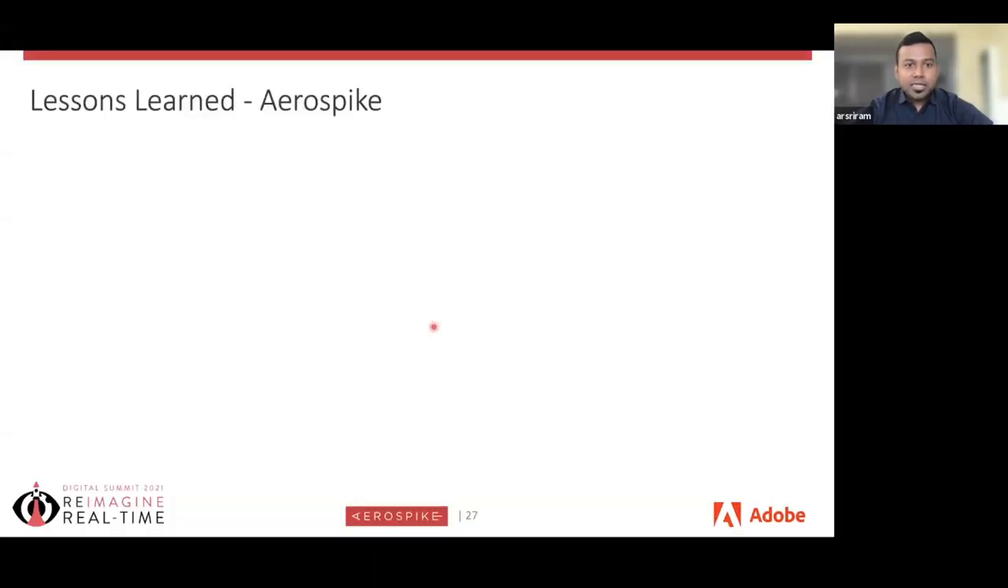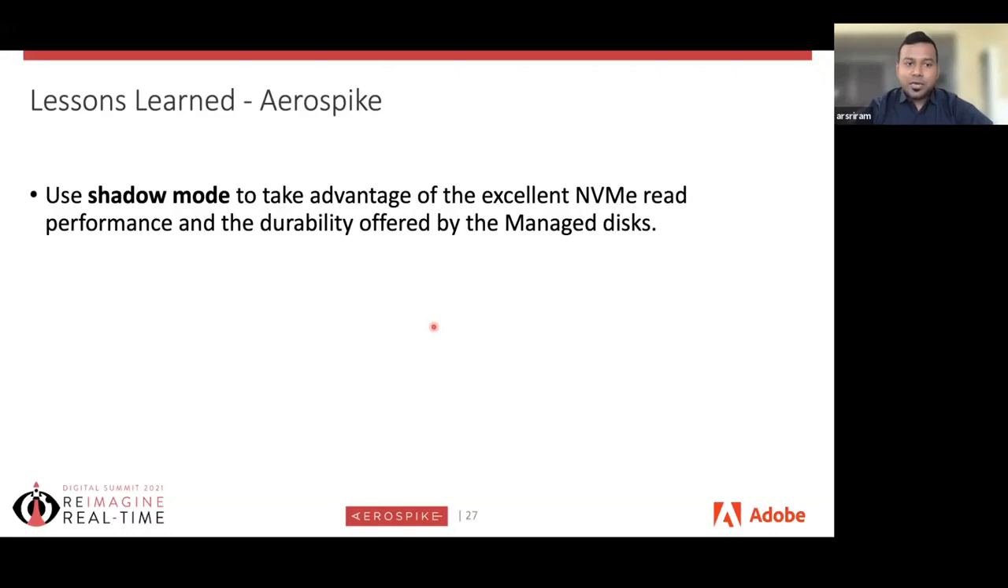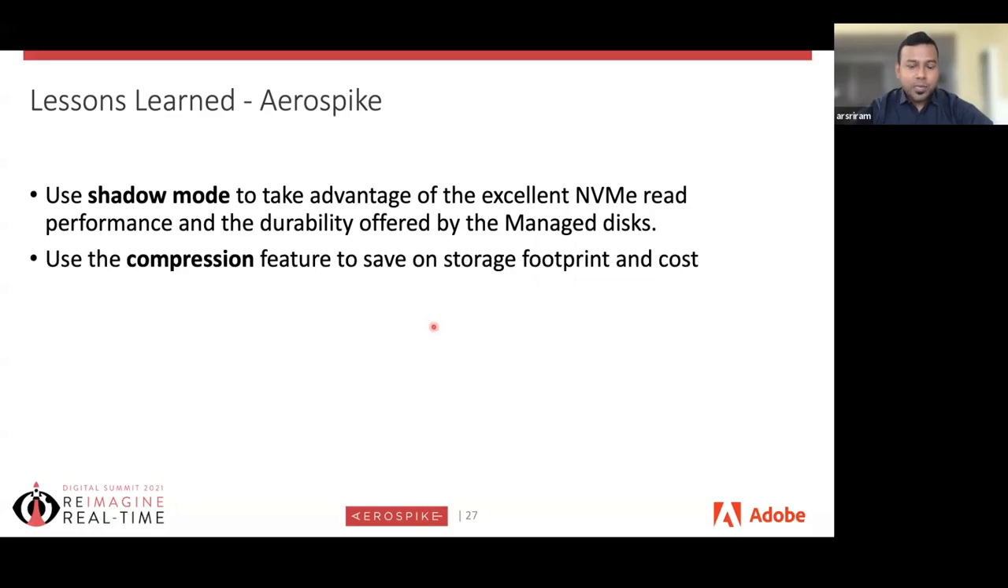Some lessons learned in this whole process. On the Aerospike side, we noticed that shadow mode is an excellent option. It lets you take advantage of the excellent NVMe read performance and combine that with the durability offered by managed disks. So definitely shadow mode is something to consider in your deployment as well. The compression feature was a huge win for us. We were able to save up to 50% on storage footprint, and it was great for the cost saving story.